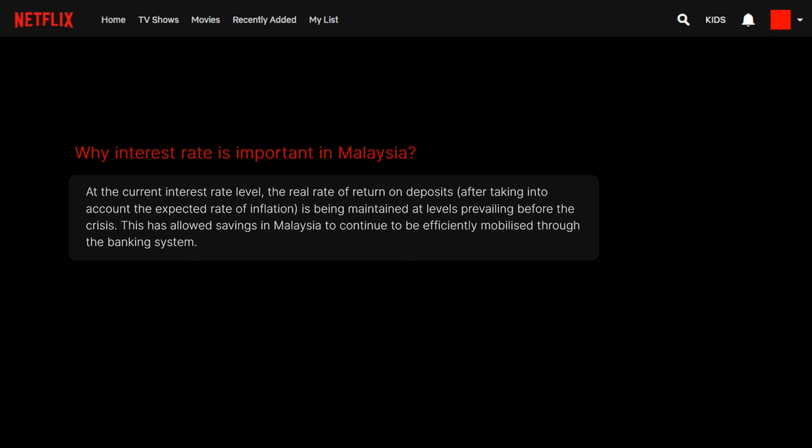At the current interest rate level, the real rate of return on deposits after taking into account the expected rate of inflation is being maintained at the level prevailing before the crisis. This has allowed savings in Malaysia to continue to be efficiently mobilized through the banking system.